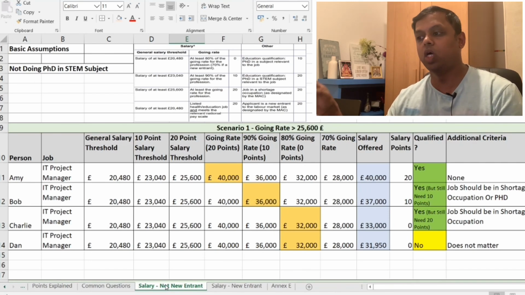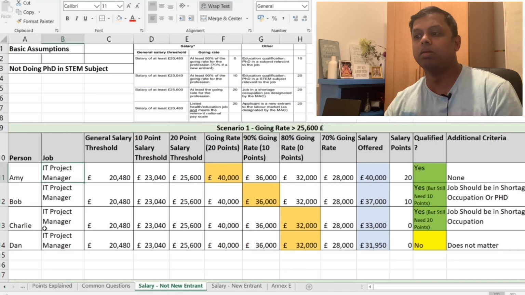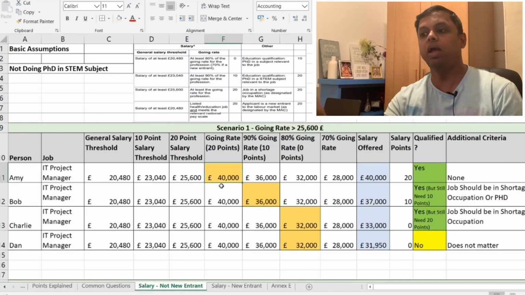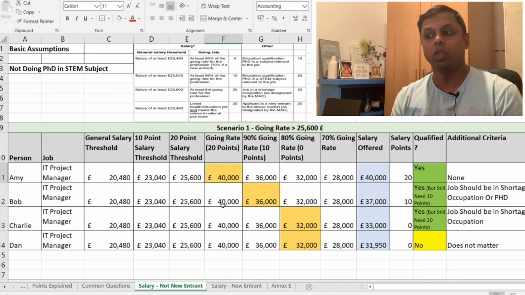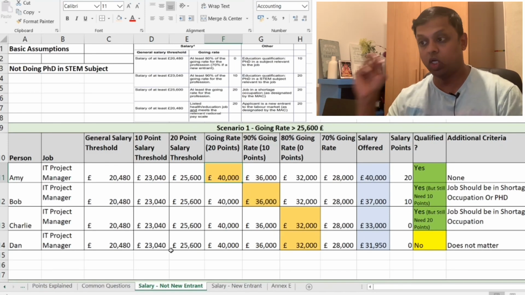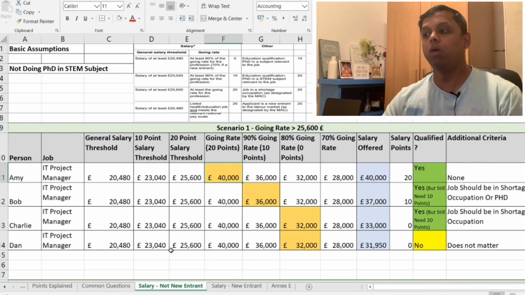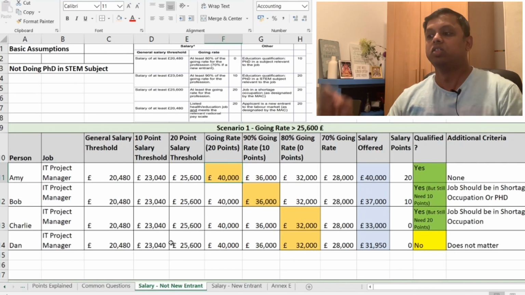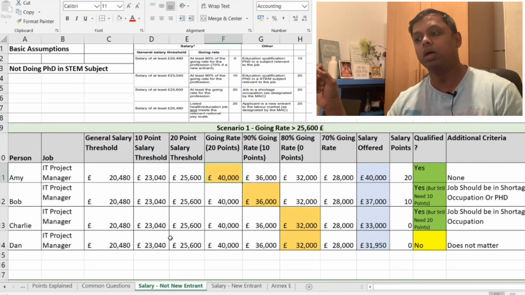So your job should either be relevant to a PhD you have done, or your job should be in a shortage occupation. If your salary is only 33,000 pounds, which is greater than 80% of the going rate, you get no points, but you barely qualify for the points-based system, which means you still need 20 points. That 20 points would only come, in that scenario, from a shortage occupation. So your job should be something like a nurse or something else listed in the shortage occupation, not just now, but even at that point, in January 2021, listed by the MAC, which means that you will secure the 20 points.